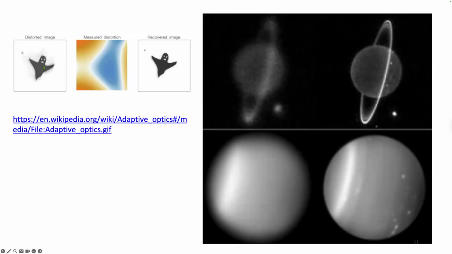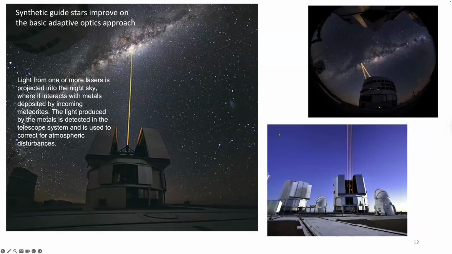This is not a ghost, because it's Halloween. This is a picture of the bottom of the space shuttle taken from the ground without using adaptive optics. You get all this fuzziness, and here it is using adaptive optics. Here's an example looking at Uranus and Pluto, I guess. No. So this is a great invention.